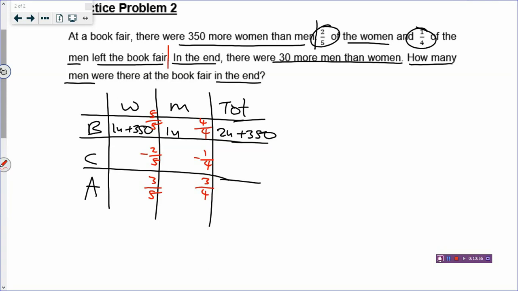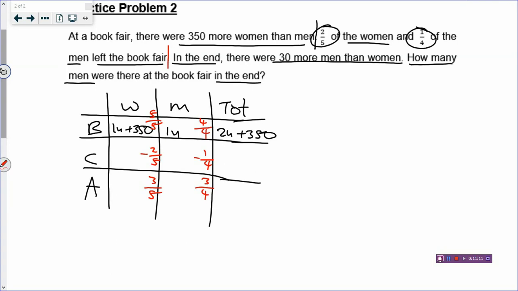In the end, there were 30 more men than women. So can we put the 30 more men inside? If you can't put, then don't put. Keep it simple. Don't make yourself confused. Keep it simple, alright? If you can't put, then don't put. Like model drawing, if you can't draw, then you don't draw.